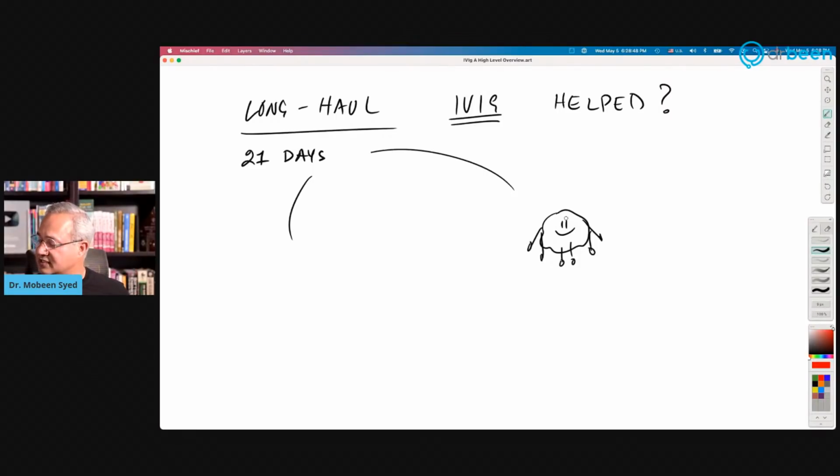So imagine this virus is present and we want to remove it, and our body has not removed it. So if you give IVIg, it is possible that that IVIg is going to bind with this one and clear it out, like mop it out. So that is one possibility.